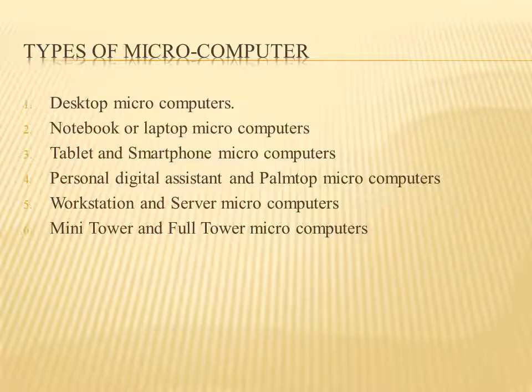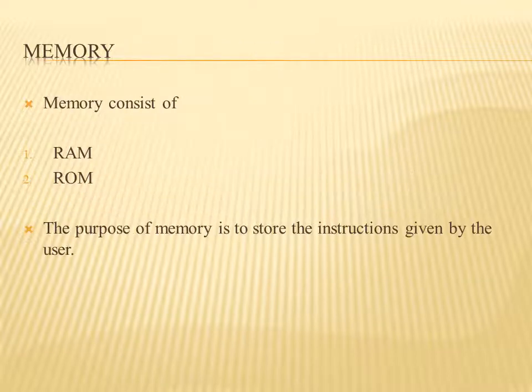Parts. There are some parts of a microcomputer: microprocessor, microcontroller, memory, input facilities and output facilities. Memory. Memory consists of RAM and ROM. The purpose of memory is to store the instructions given by the user.